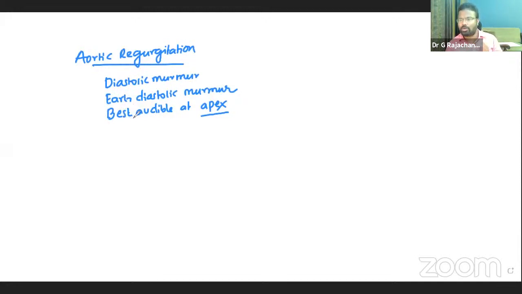If you want to hear this aortic regurgitation murmur better, just now we said mitral stenosis, left lateral position. What is the best position for aortic regurgitation? A murmur of aortic regurgitation, what is the best position? Patient sitting up and leaning forwards. Very good. Patient sitting up and leaning forwards.